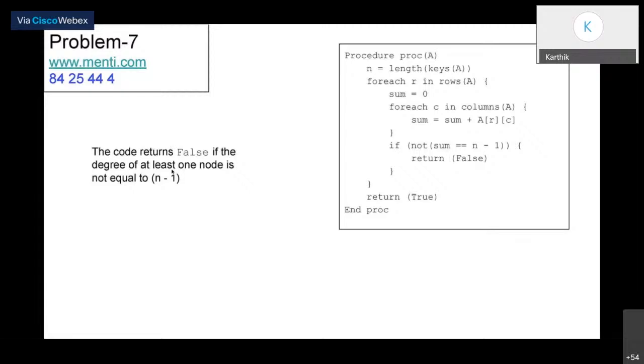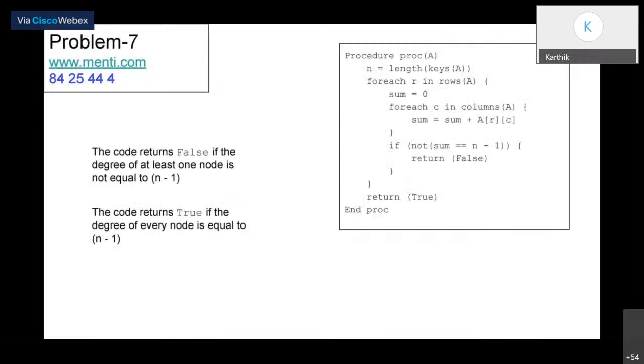So the code returns false if the degree of at least one node is not equal to n minus 1. Even if you have a single node that does not have n minus 1 as the degree, this procedure is going to return false, which means the code will return true only if the degree of every node is equal to n minus 1. So Hariteja, exactly, we are checking if this graph is completely connected, or if it's a clique. That's a very nice, very valid observation.